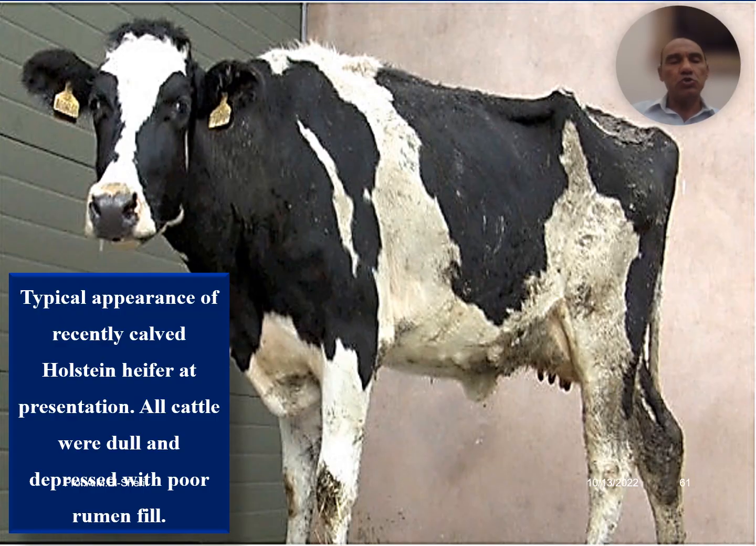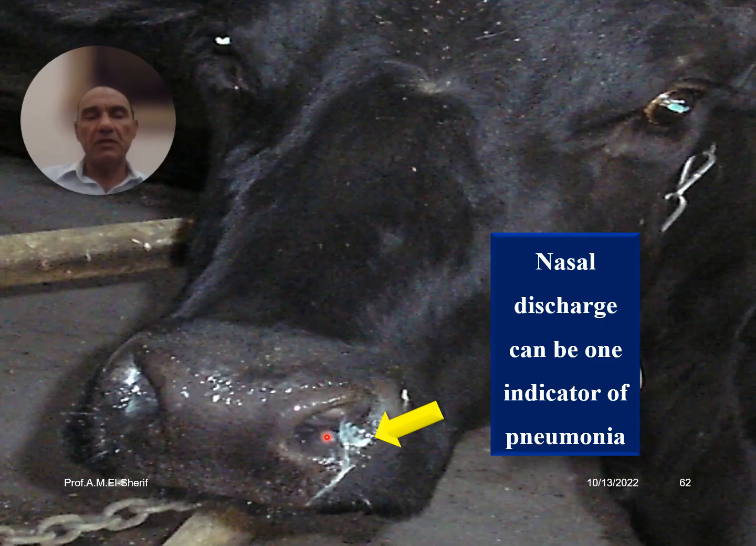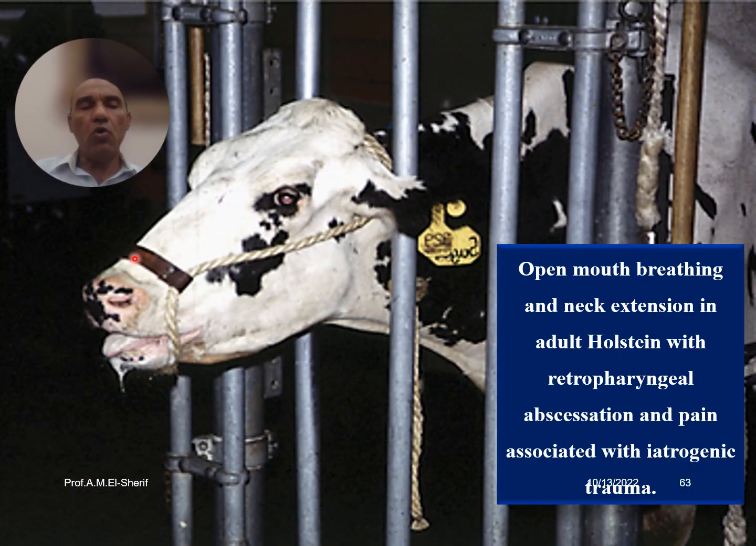This shows the typical appearance of a recently calved Holstein heifer at presentation. All cattle were dull and depressed with poor ruminal fill. Nasal discharge can be one of the indicators of pneumonia. Open mouth breathing and neck extension in an adult Holstein with retropharyngeal abscessation and pain associated with enterogenic trauma.